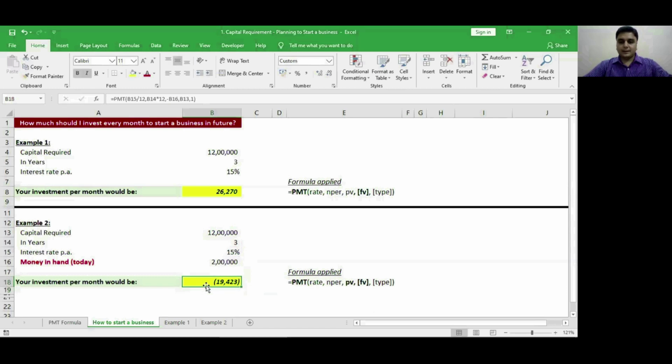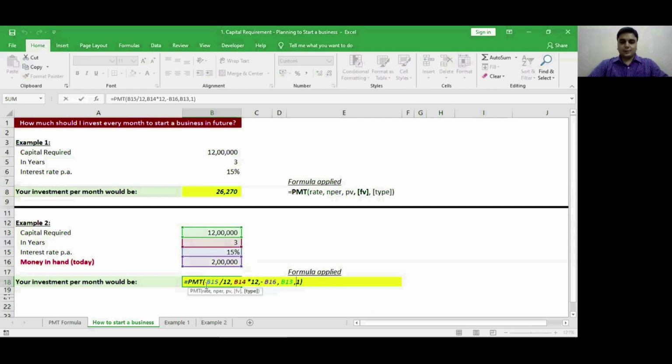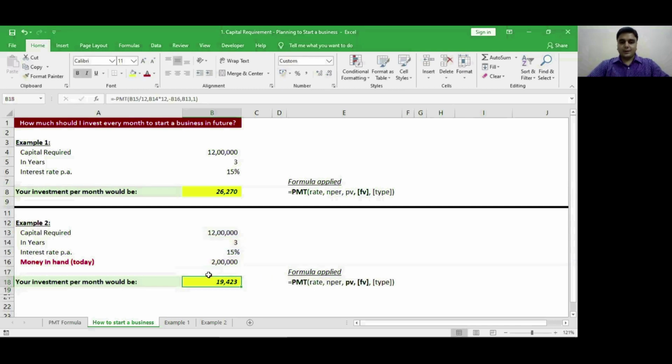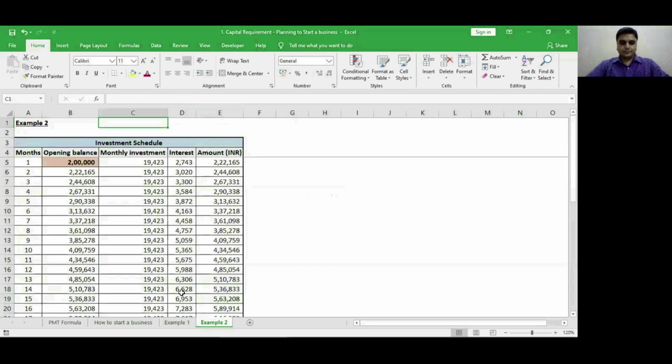Now you'll get 19,423 as a negative value. As I've told earlier, negative is because this is a cash outflow for me. So just for representation purpose, I'm putting a minus sign before PMT. अब आप देख सकते हैं मेरी जो total investment है on a monthly basis, it should be 19,423 rupees. Now this can also be verified from an investment schedule.